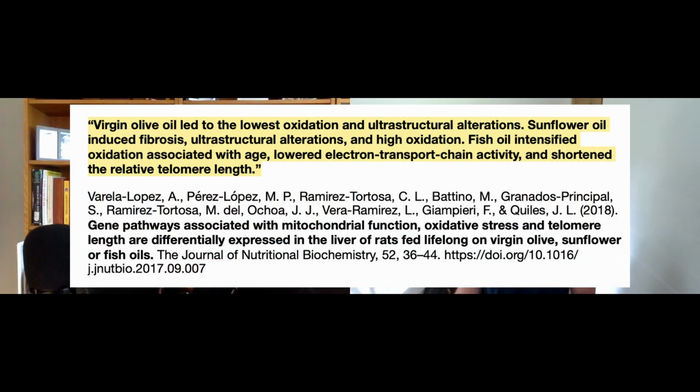So in this study, they were looking at rats, and they were comparing olive oil to sunflower oil and fish oil. And they found that virgin olive oil led to the lowest oxidation and ultrastructural alterations. In comparison to the olive oil, they found that sunflower oil induced fibrosis, ultrastructural alterations, and high oxidation, and fish oil intensified oxidation associated with age, lowered electron transport chain activity, and enhanced the relative telomere length.